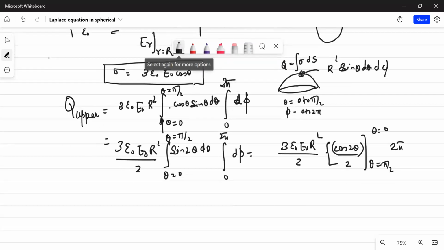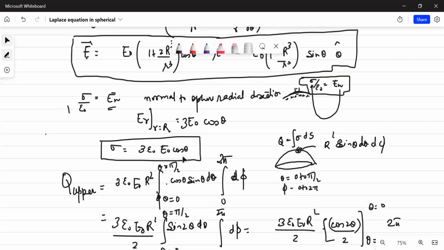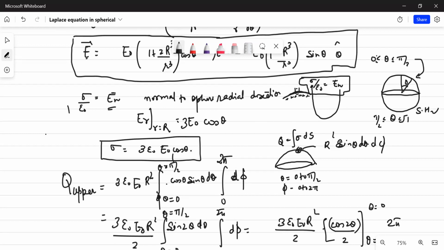You can expect that the charge on the upper hemisphere should be positive and the charge on the lower hemisphere should be negative, which is indeed clear from the charge density also. See, charge density is given by 3 epsilon naught E naught cos theta. Now see, this is how you define your theta in spherical polar coordinates, and phi governs this kind of rotation. If theta lies from 0 to pi by 2, I will be talking of the northern hemisphere. If theta lies from pi by 2 to pi, I would be talking of the southern hemisphere. In the northern hemisphere, since theta lies between 0 and pi by 2, sigma is positive. And in the southern hemisphere, since theta lies between pi by 2 and pi, sigma would be negative, which indeed is the case from physical intuition.